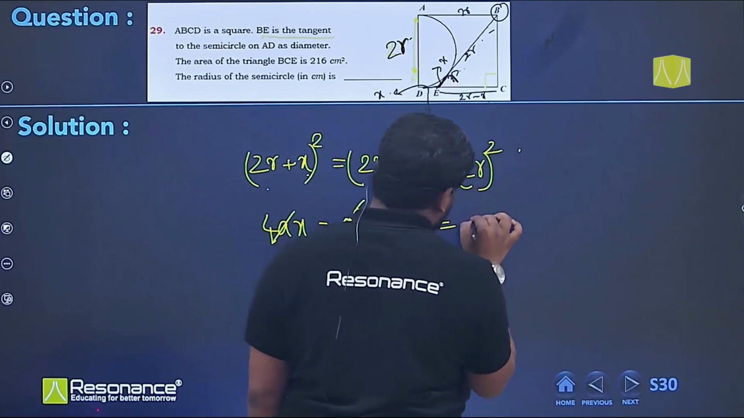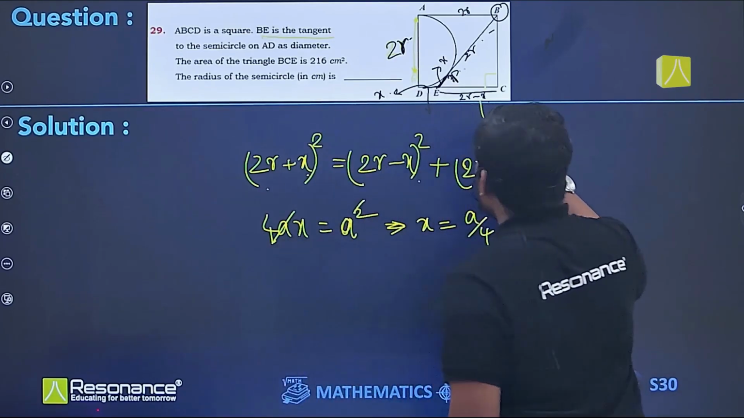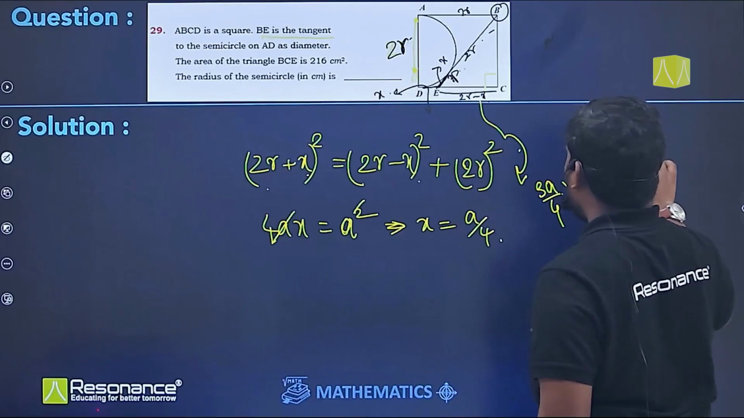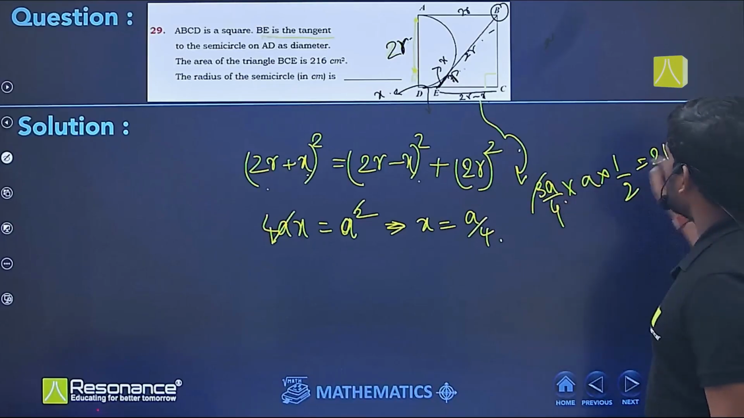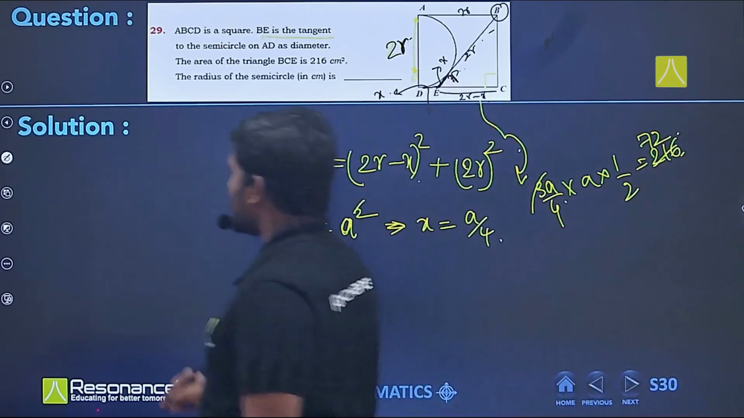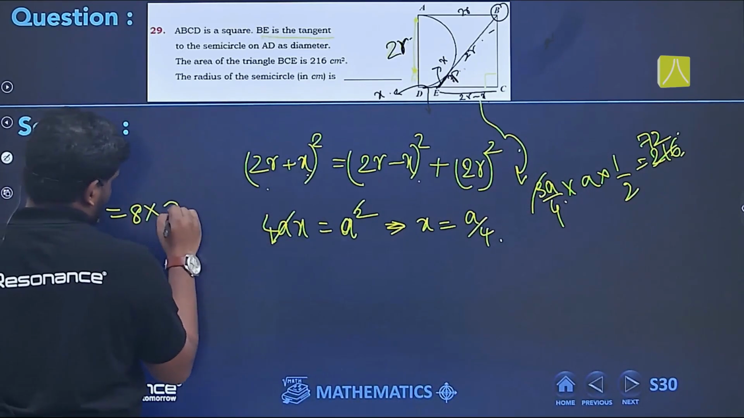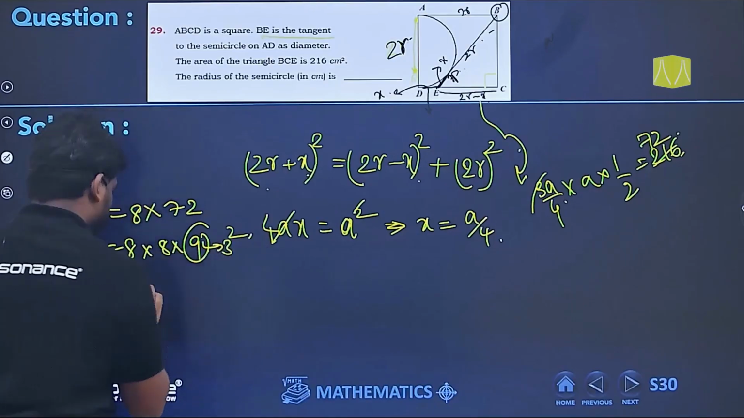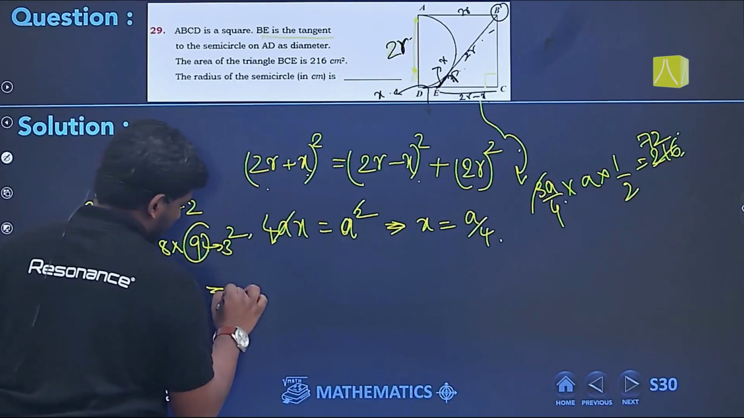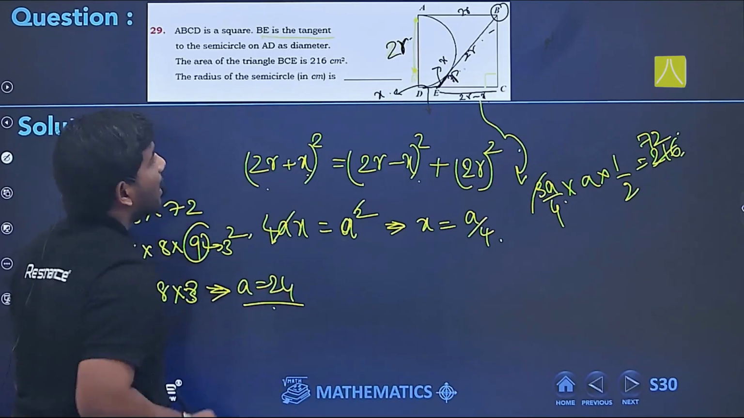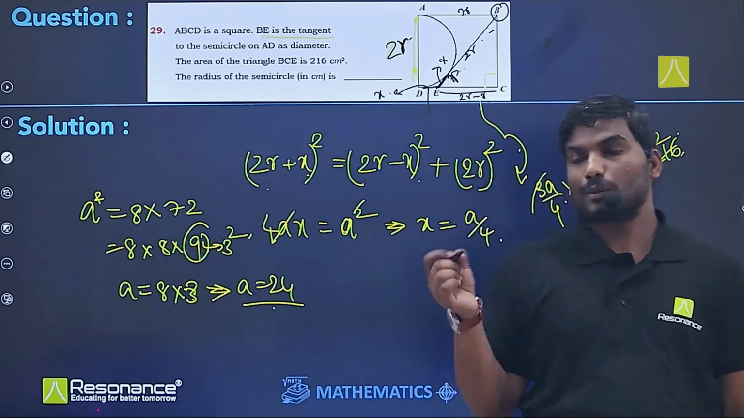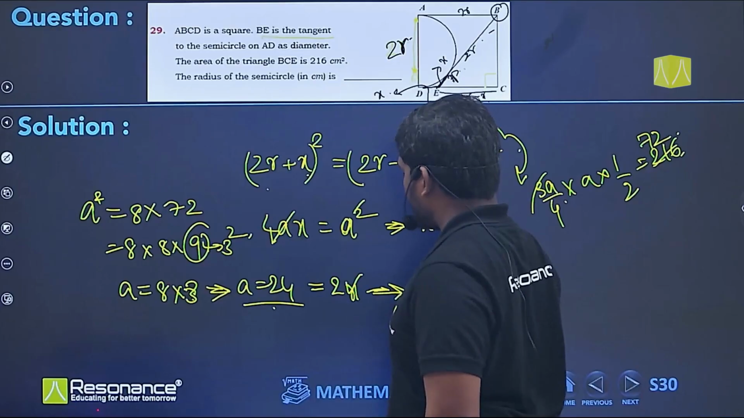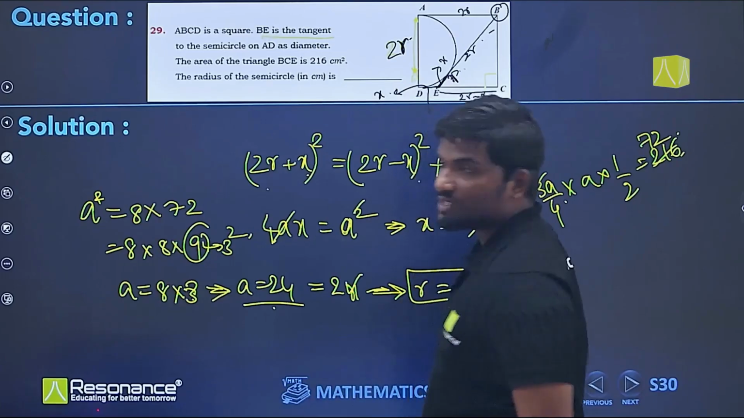Now x equal to a by 4. So this would become 3a by 4, and that would become a into half equal to 216. Now this is 72. So a square is 8 into 72. So 8 into 9, so this is 3 squares. So a is 8 into 3. So a is 24. Now the radius of the semicircle would be r. So a is 2r, which is 24. So r equal to 12. The radius of the semicircle is 12 centimeters.